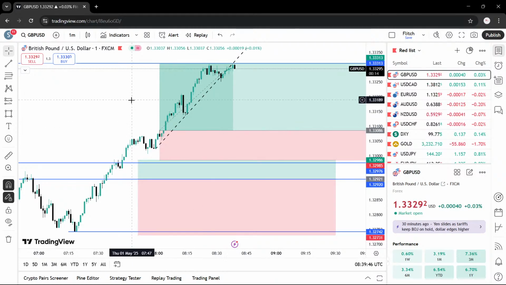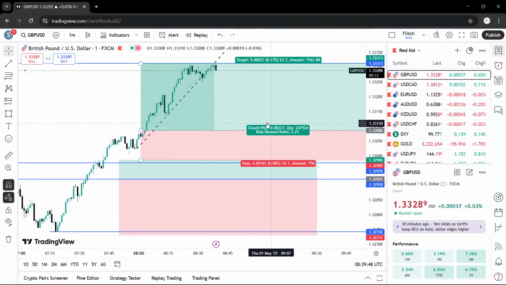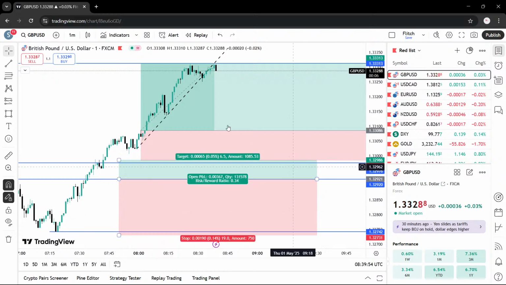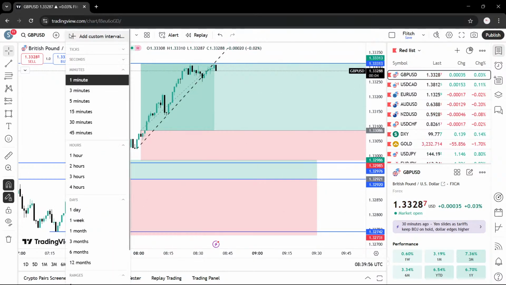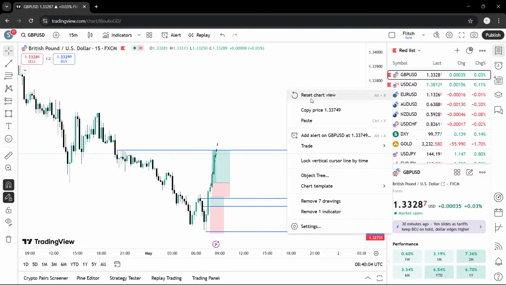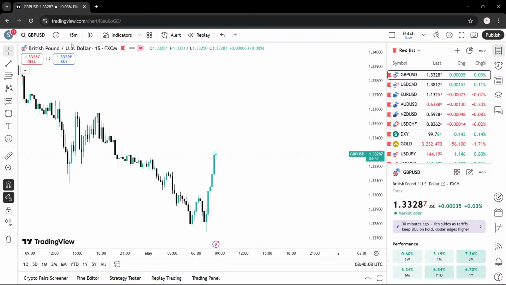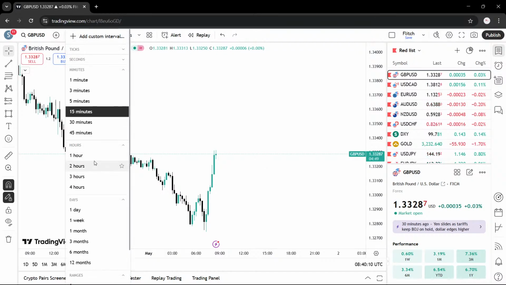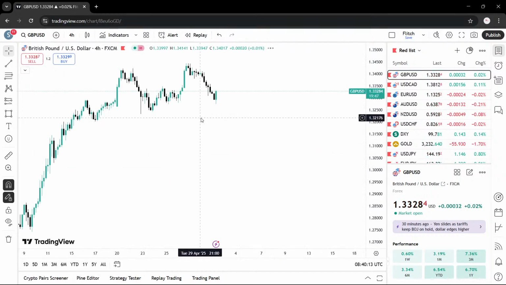Okay, so currently we have taken profit on British pound USD, and we'll be looking for more trades in this London session. So for the sake of a better understanding, let me share my thought process behind this trade right here.